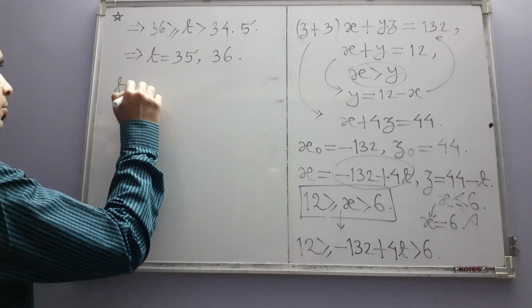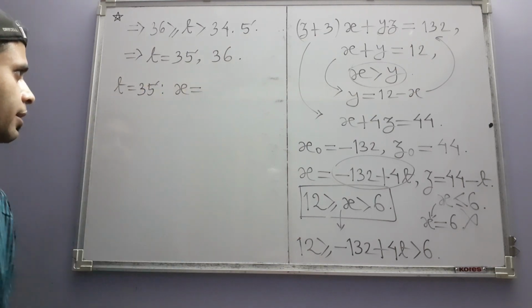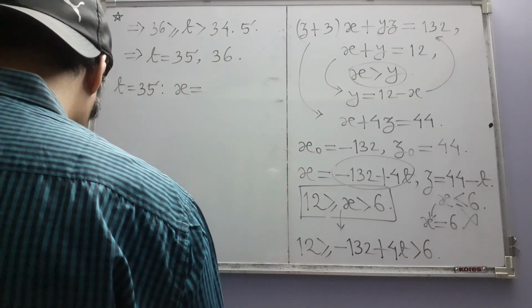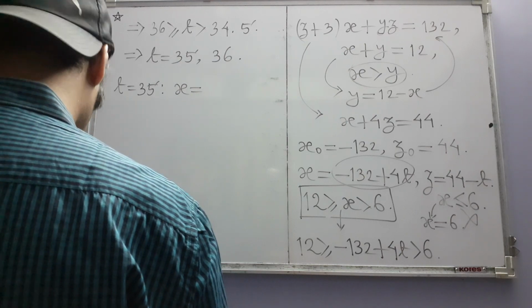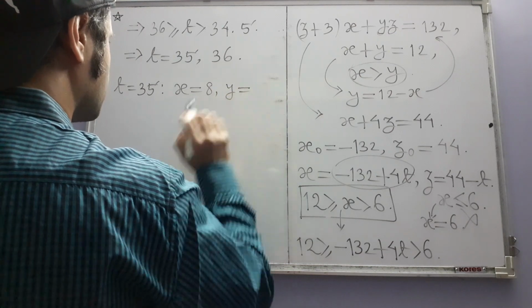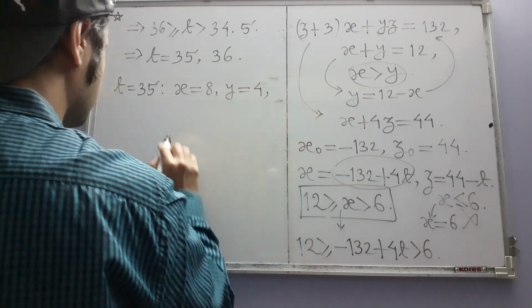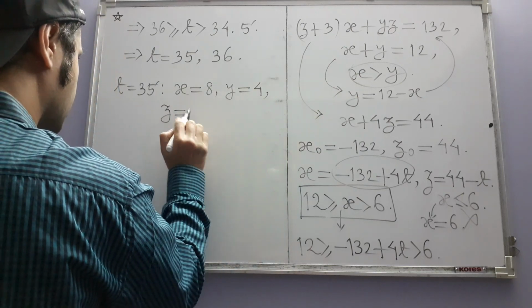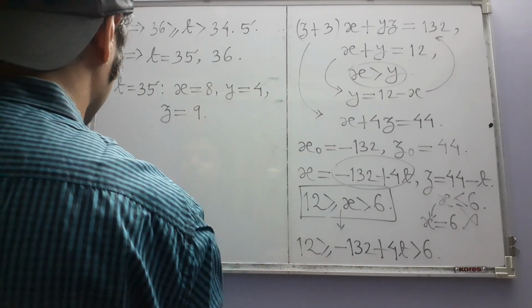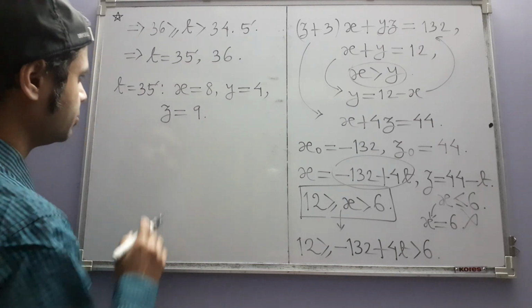When t is 35, x, I think it becomes 8. You can just simply put the values and calculate. Then x becomes 8. So y becomes 4 because their sum has to be 12, and z becomes 9. How do we express this solution?